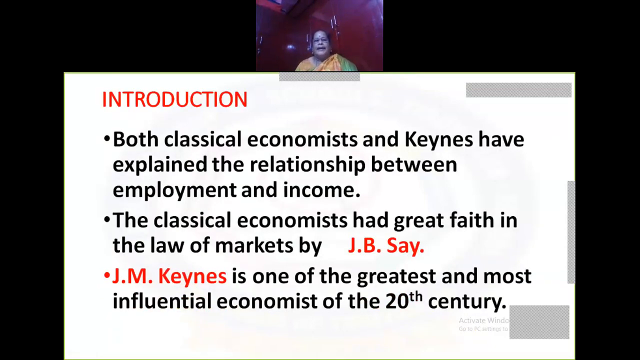Let us go ahead for the introduction. J.B. Say is a classical economist and J.M. Keynes is a modern economist. Both these classical and modern economists have explained the relationship between employment and income in this lesson. The classical economists had great faith in the law of markets, which was said by J.B. Say. J.M. Keynes is one of the greatest and most influential economists in the 20th century.